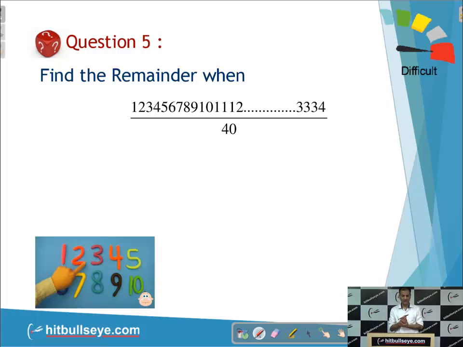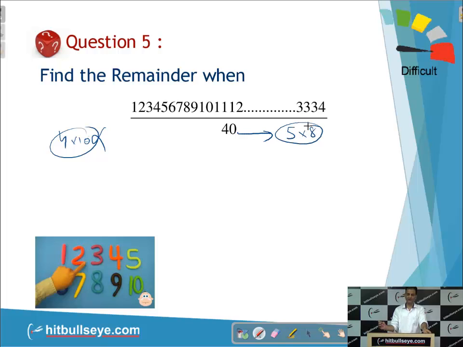Find the remainder when the number 1234567... written up to 34 is divided by 40. Looking like a very difficult question, but what we have to do, students, is convert this number into co-prime factors. What are the co-prime factors of 40? Is it 4 and 10? No, students, because the HCF of 4 and 10 is 2. The HCF should be 1. So for 40, the co-prime factors are 5 into 8.